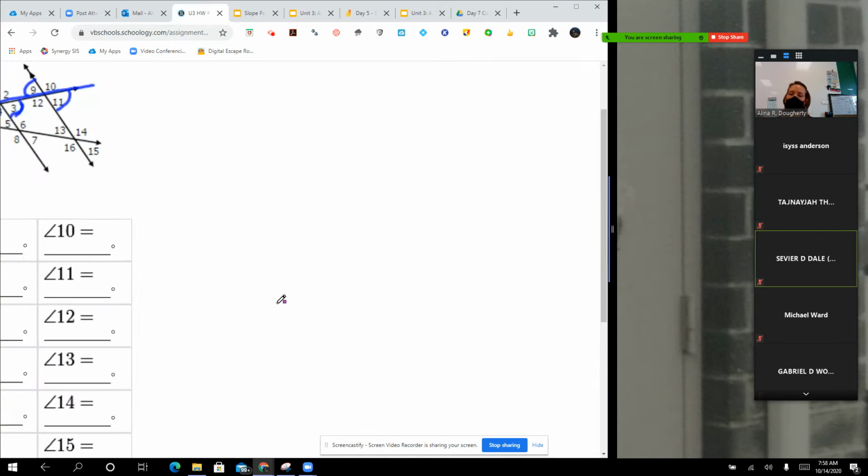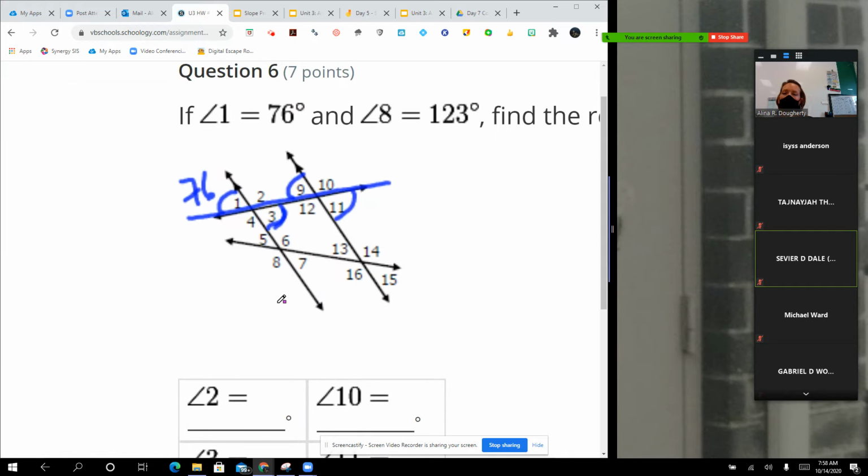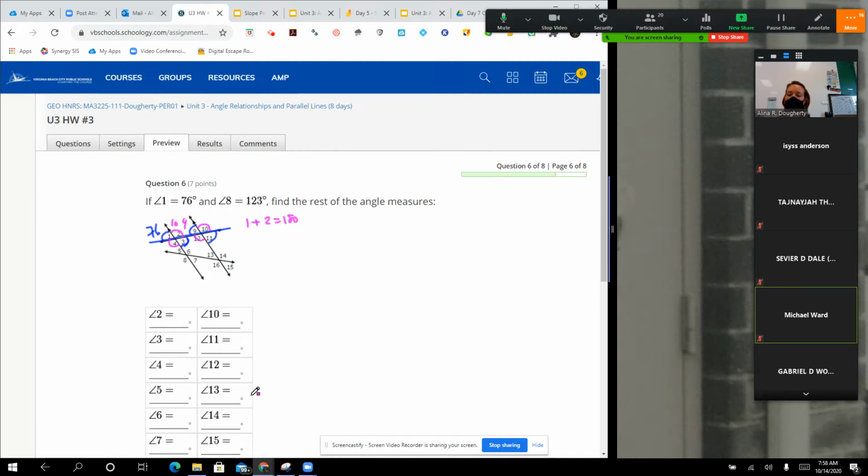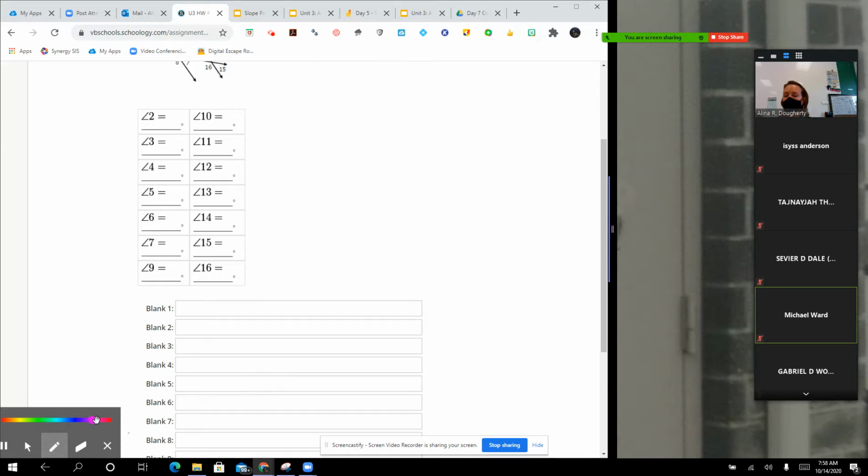Maybe pink. If I stay on that blue transversal, what's the measure of angle 2? 1 plus 2 should equal what? 180. So if I do 180 minus 76, I should get 104. And what other angles are going to be 104? 4. 10. 12. Fantastic.